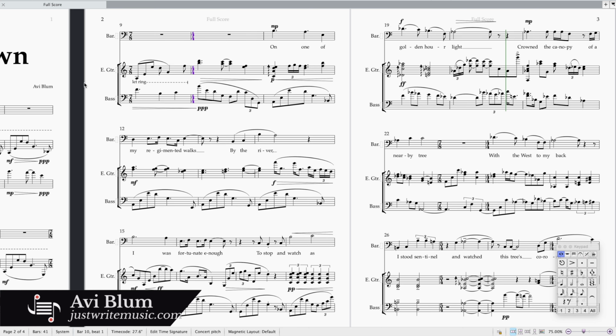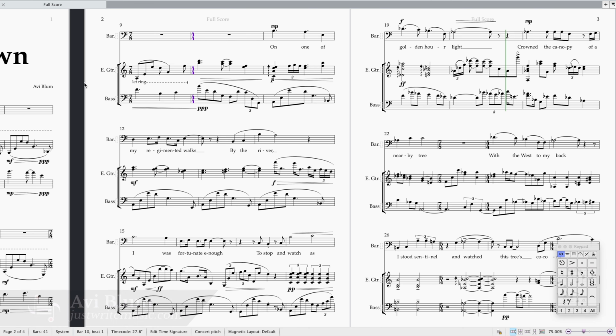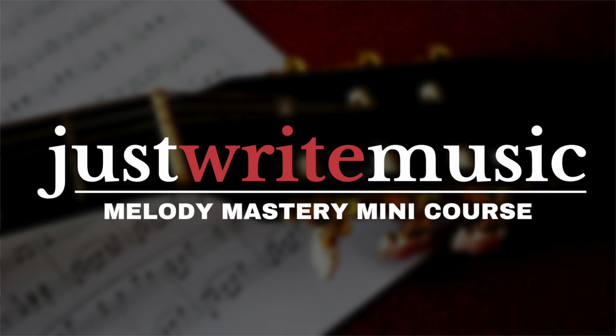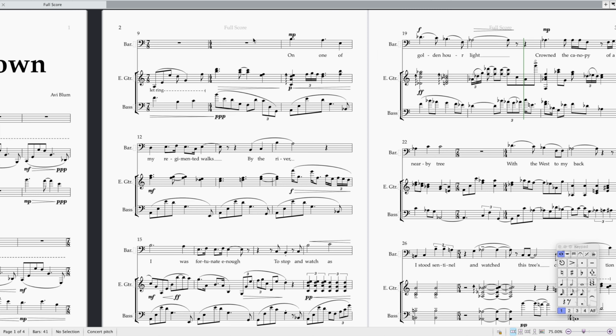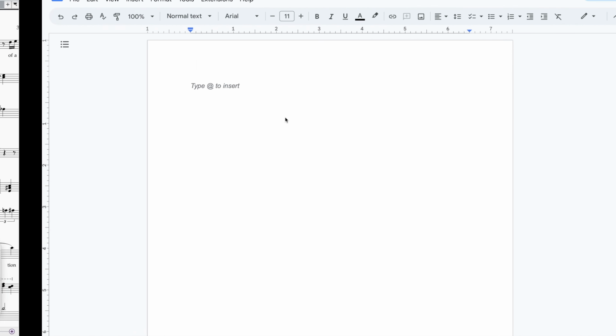I'm Avi. Welcome back to May Melody Madness, where I'm celebrating the release of my first course, the Just Write Music Melody Mastery Mini Course. Today, I'm going to talk about how you can find the melody that's straight up hiding in your lyrics. And the way I'm going to do that is by showing you how I set these lines right here. So let's look at the words on their own, right over here.